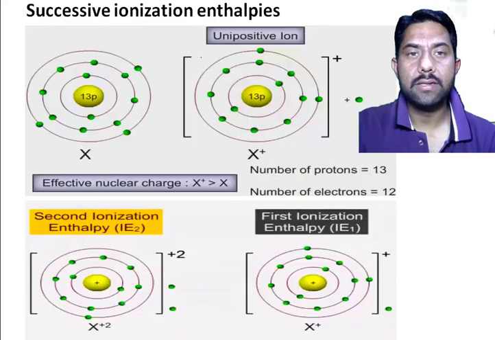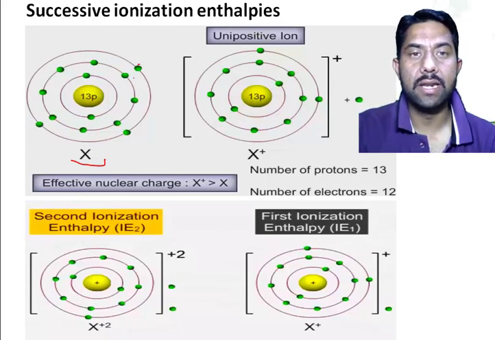If we relate the successive ionization enthalpies, for example, this is the X atom, the atom in its ground state, in gaseous form. There were 3 valence shell electrons. Now it is converted into X positive by loss of 1 electron.